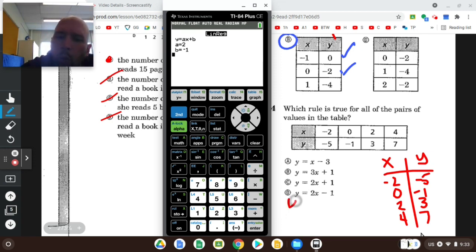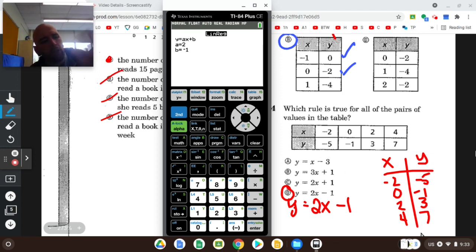So if y equals ax plus b, well, if a is 2, then y equals 2x plus b. But if b is -1, plus -1 is the same as -1. Now, some of you might be like, I would just rather plug in -2 into all of these and see which one gives me -5, and then just whatever. I'm just going to do Linreg because I can, and I'm probably going to do Linreg several more times during this video.